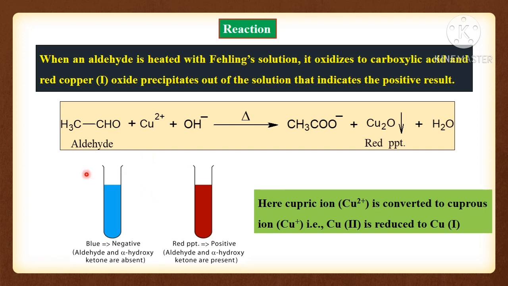When the color of this reaction is blue, it indicates the negative test, that is, aldehyde and alpha hydroxy ketones are absent. In this reaction, cupric ion is converted to cuprous ion, that is, copper 2 is reduced to copper 1.